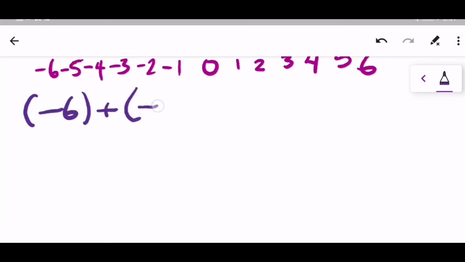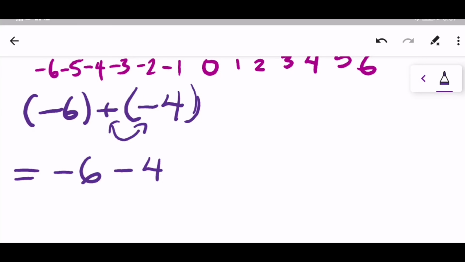Alright, let's try another one. Suppose we have negative 6 plus negative 4. So we're adding two negative numbers. We take these two signs here and put them together using the multiplication and division rule for directed numbers. A positive and a negative together will give you a negative. So you're going to have negative 6 minus negative 4. That means you start with negative 6 and go to the left 4 times. One time is negative 7, negative 8, negative 9, negative 10. So the answer for this one is negative 10.